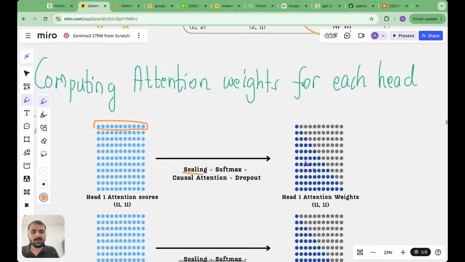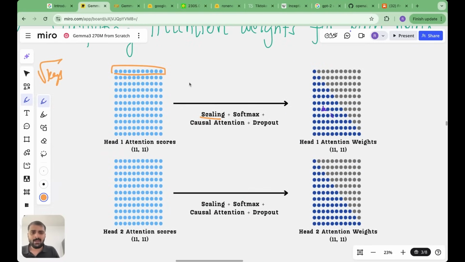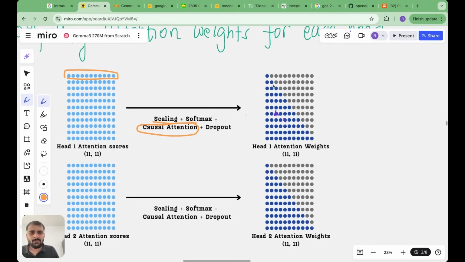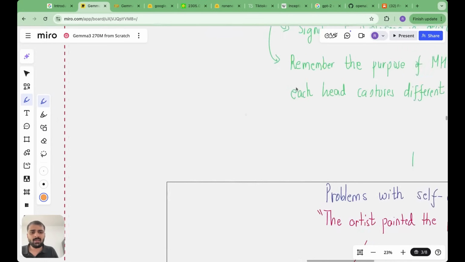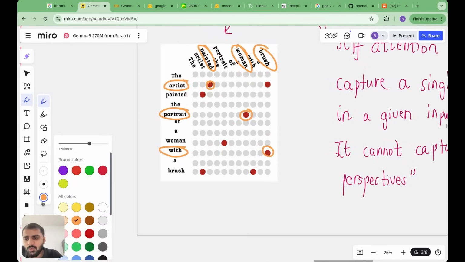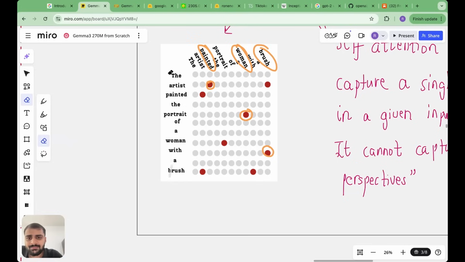So we have attention scores, right? After applying these operations, attention scores will get converted to attention weights. One more thing to mention here is causal attention. Essentially, if you take a look at the attention scores matrix here, technically, if you want to predict the next token, you should not peep into the future, right?